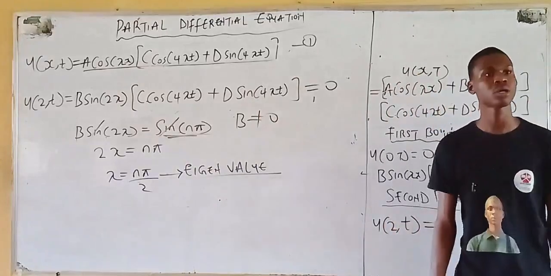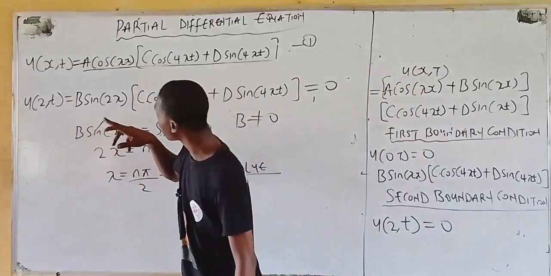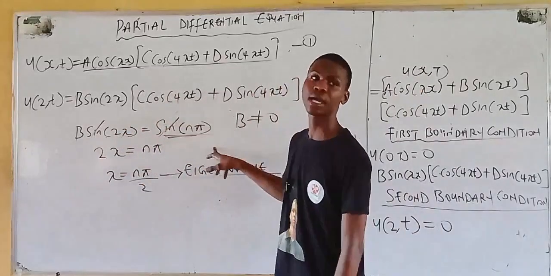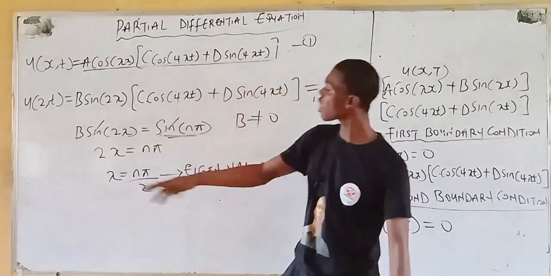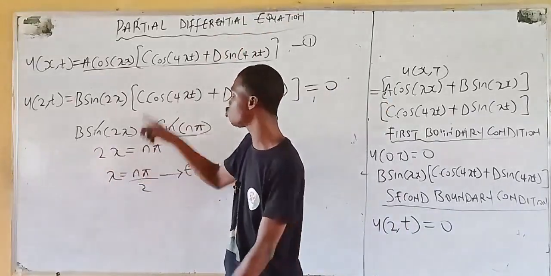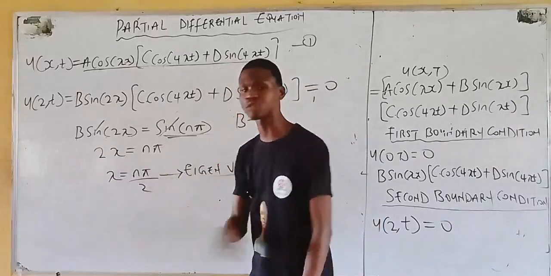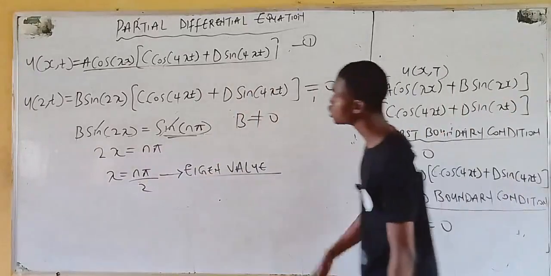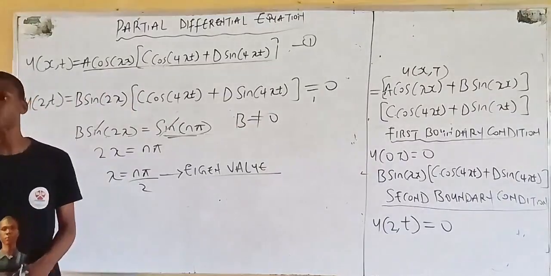Why is there no oscillation? Because you got 0. So from here, if B is not equal to 0, the assumption is that B sine 2 pi is equal to sine n pi. This is still coming from the wave. So now we are saying B is not equal to 0, so 2 lambda equals n pi. Now make lambda the subject of the formula. You then have n pi over 2, and this n pi over 2 is called the eigenvalue.